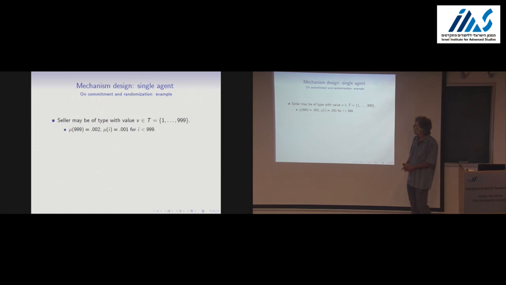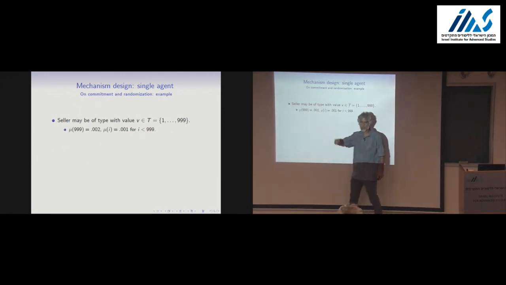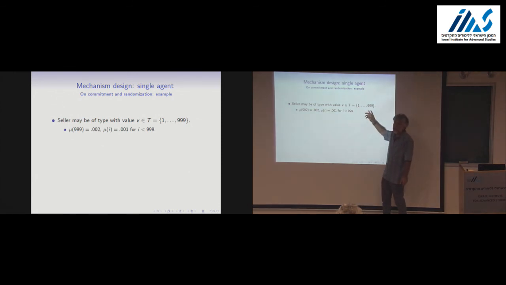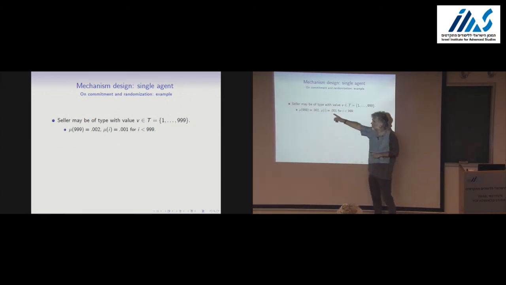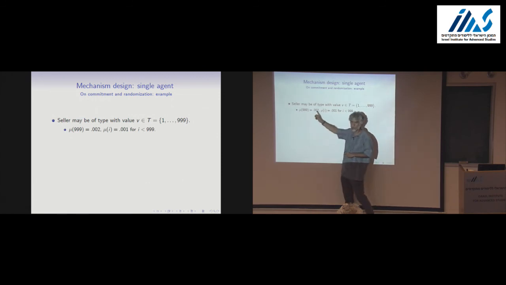To give a basic understanding of what's going on in this environment, let me give a simple example. The seller is going to be one of 999 types. I'm misusing my notation because I haven't yet said what the evidence is, and mu is supposed to be a distribution over evidence and values. But as you'll see in a minute, it's fine. Actually, sorry, I didn't abuse notation, not yet. The types are 1 through 999. Types 1 through 998 all have probability 0.001, and the last type has double probability, 0.002.